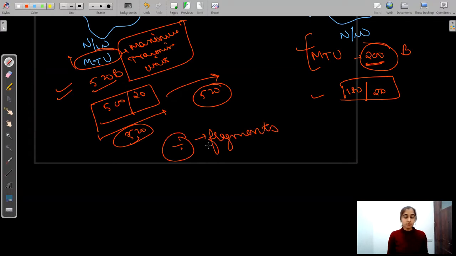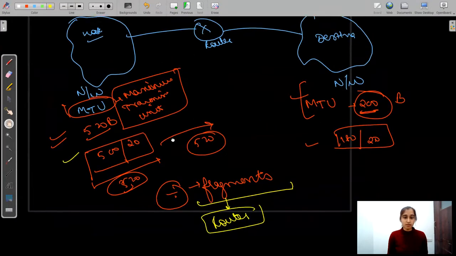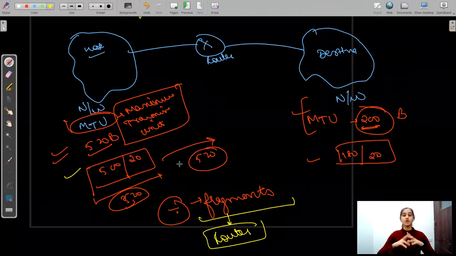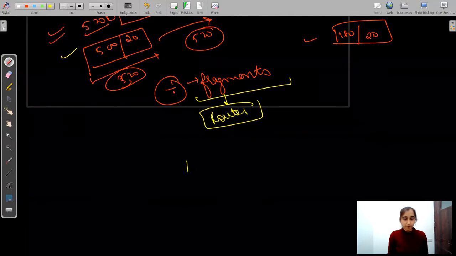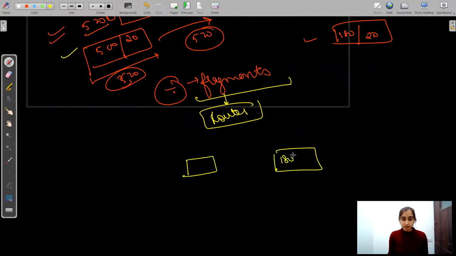Now the source doesn't divide our datagram. The source has sent the 520 byte datagram. The one who divides the datagram is the router. The router sees that the MTU here is just 200, so it has to divide the datagram into fragments. Each fragment can be at most 200, that is 20 of header and 180 of data. Then another 180, and what is left is 140. So the router divided this datagram into 3 fragments of data sizes 180, 180 and 140.